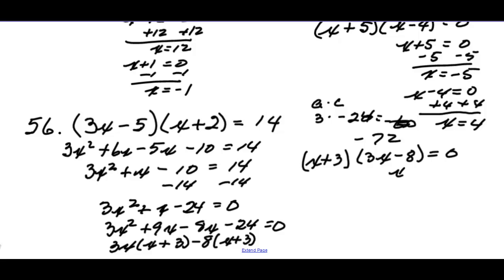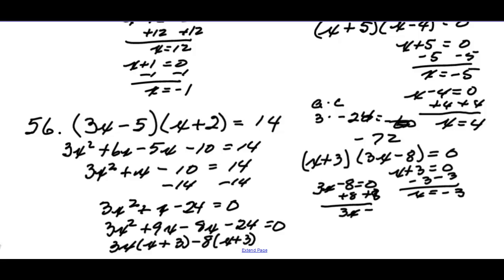In our first term, x plus 3 equals 0. We just subtract 3 from both sides and we get x equals negative 3. In our second one, we have 3x minus 8 equals 0, and add 8 to both sides, what we get is 3x equals 8, and then 3x over 3 equals 8 over 3, or x equals 8 over 3, or 2 1/3. So those are the two solutions that work for number 56.